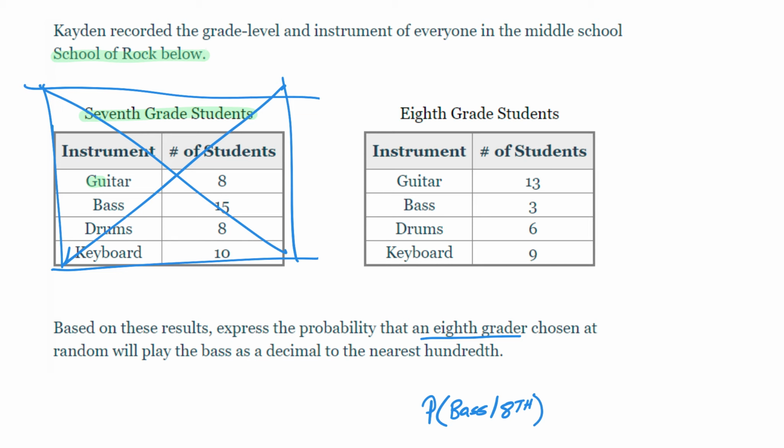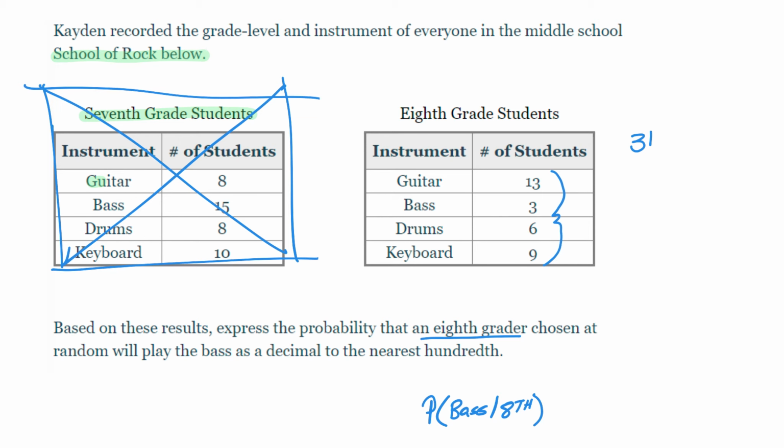So let's just go ahead and take a look at this. Well, the first thing we need to do is identify our population. So our total outcomes. Well, our total outcomes are only the 8th graders, not the 7th graders. So our total outcome is going to be the sum of all of these terms: the 13 guitar players, 3 bass, 6 drums, and 9 keyboards. Well, when we add all of those up, we have a total of 31 8th graders in this band class. So that is our total outcomes.